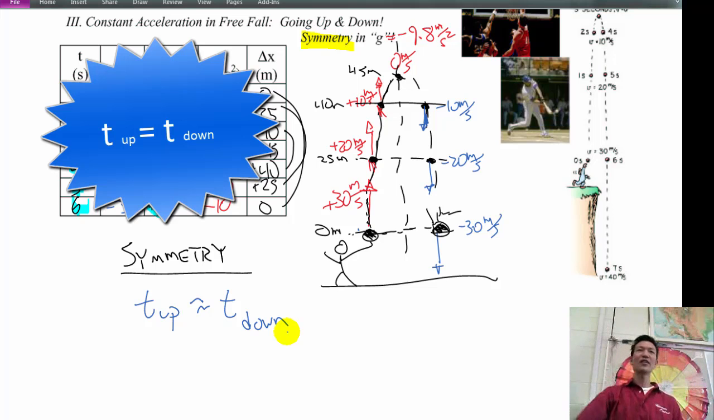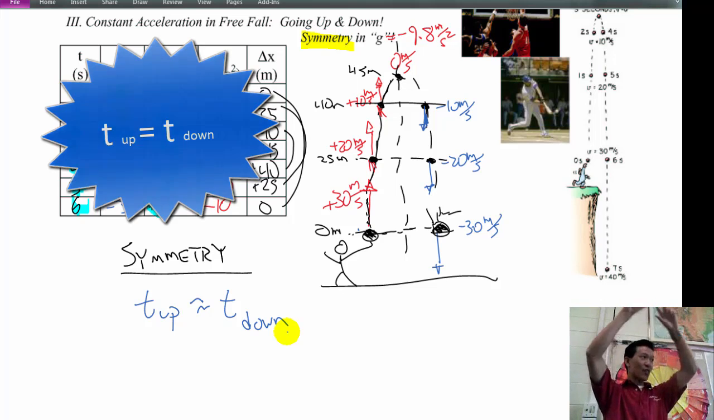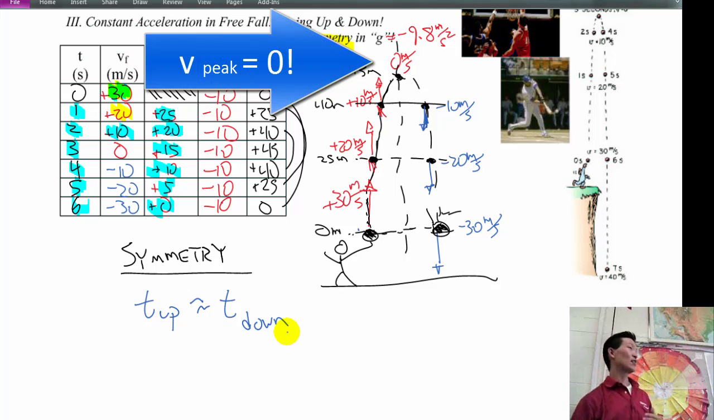And the reason why that's really nice is if you solve for just going up, then at the very peak, what can you set the final velocity equal to? You can set it equal to what? 0. That's an awesome trick because in 3 out of the 4 nifty equations, VF will just drop out because you set it to 0. Is that nice?